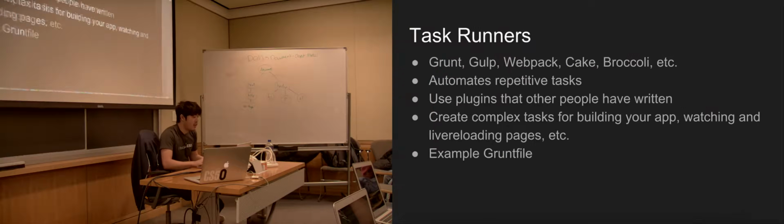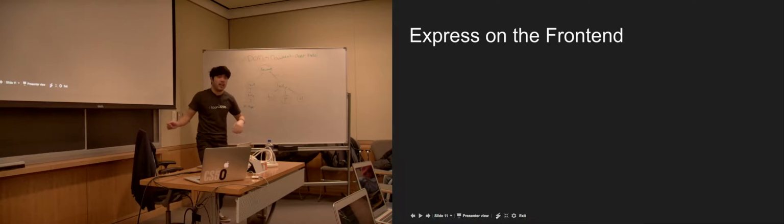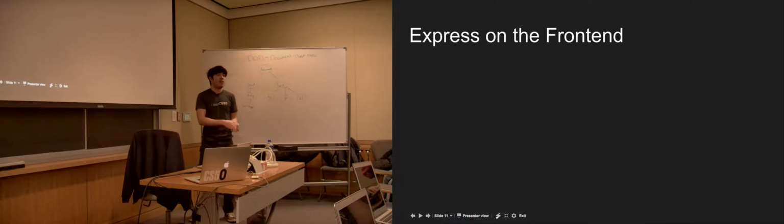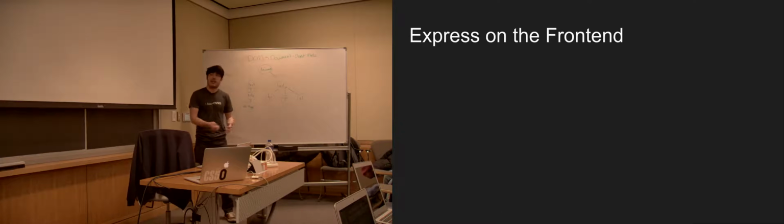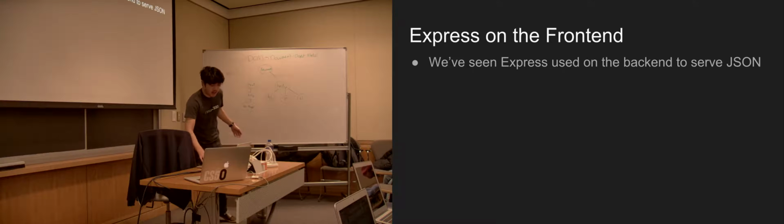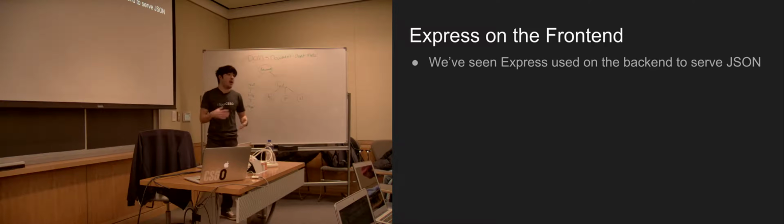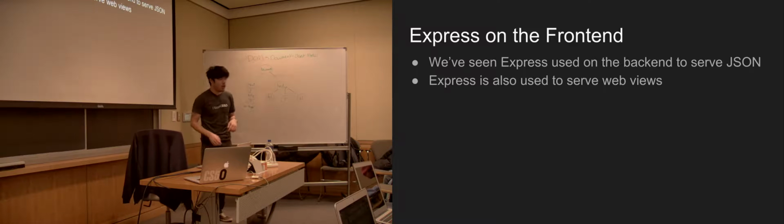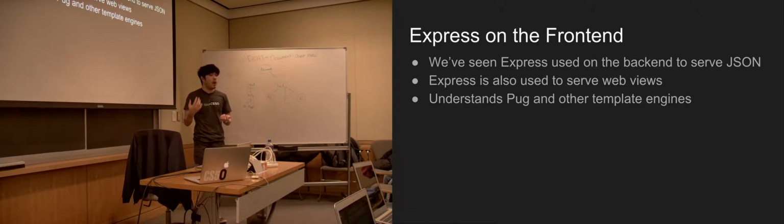So that kind of concludes all of the, not yet, Express on the front end. So we've used Express quite a lot, right? You're all Express masters at this point. And now we get to see it used on the front end. So last week we used it a lot on the back end as an API server, which serves JSON. But it's also used to serve web views. What sort of web views? Well, it understands Pug and all of the other template engines that I mentioned just by default. And so we can say, hey, serve this Pug file as HTML.